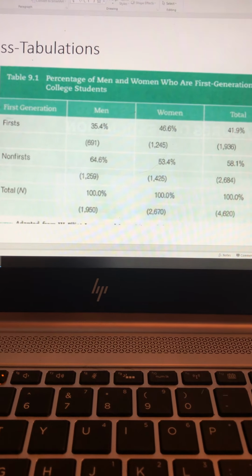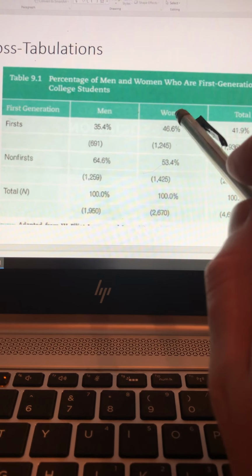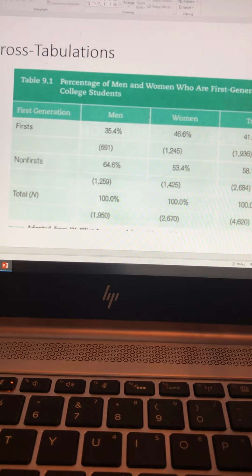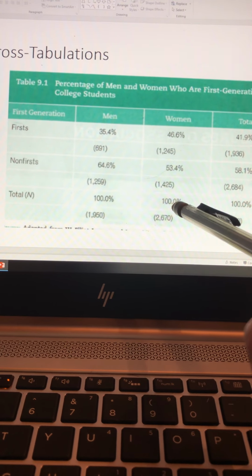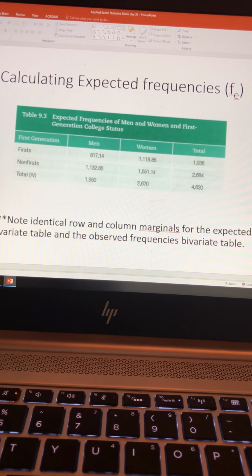Now here's the check for understanding question. When we want to calculate the expected number of women who are first generation college students, we use the same column marginal as we did for men, right? It is the same column. We just use a different row marginal. So let me show you how that's calculated out.